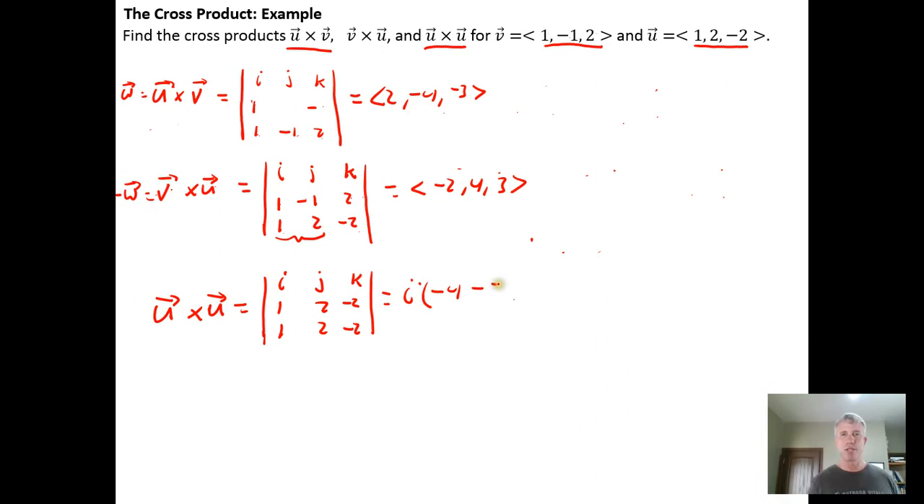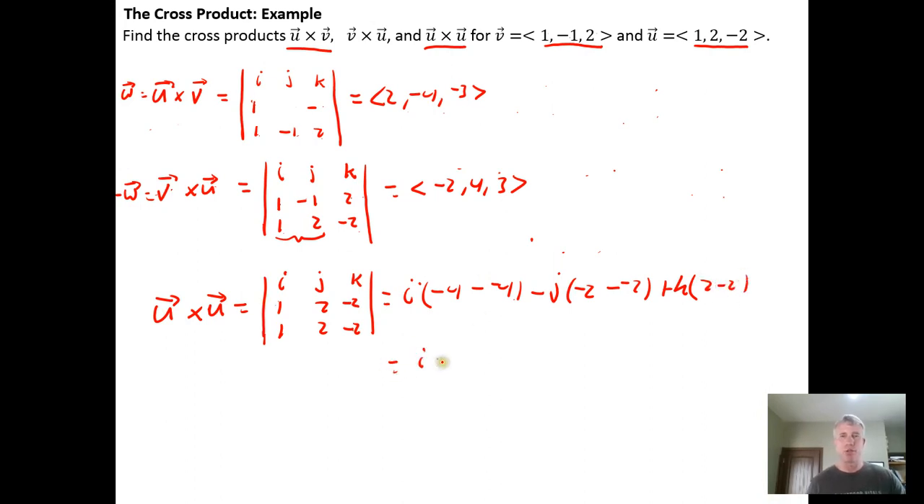plus, we'll get a minus j times, I, j, k. So we cross this row and this column, we're going to get 1 times -2 is -2, minus -2 times 1 is -2, and then we're going to get plus k times, so we're crossing row 1, column 3. We get 2 times 1 minus 1 times 2 is 2 minus 2.